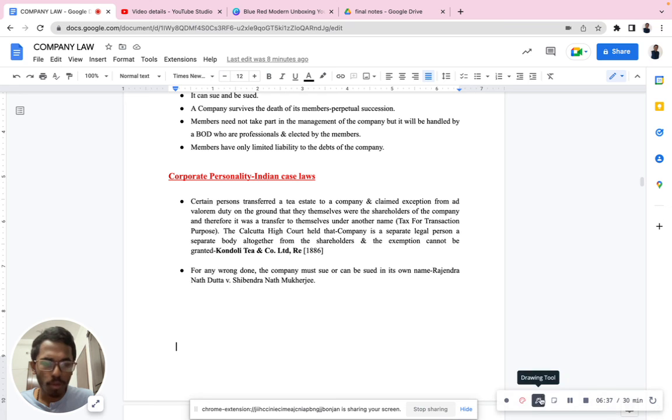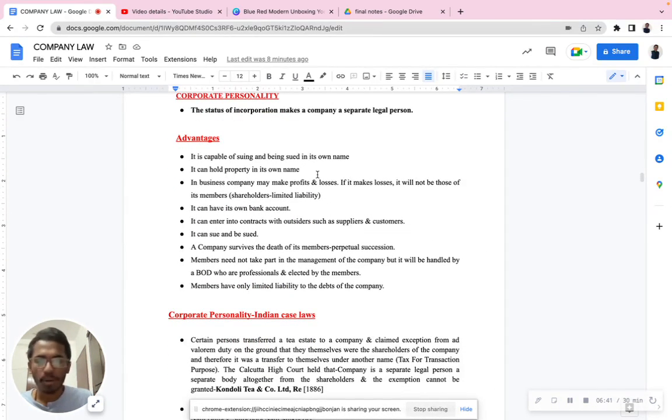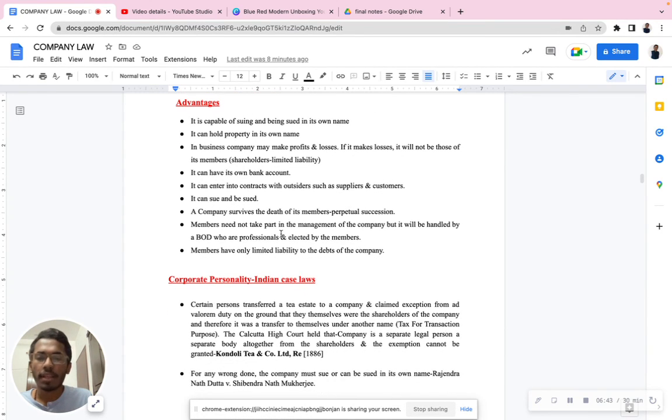Just quickly summing up what we learned. We learned what corporate personality is, a separate legal entity. Then we learned about its advantages and merits, and then we learned about two Indian cases.